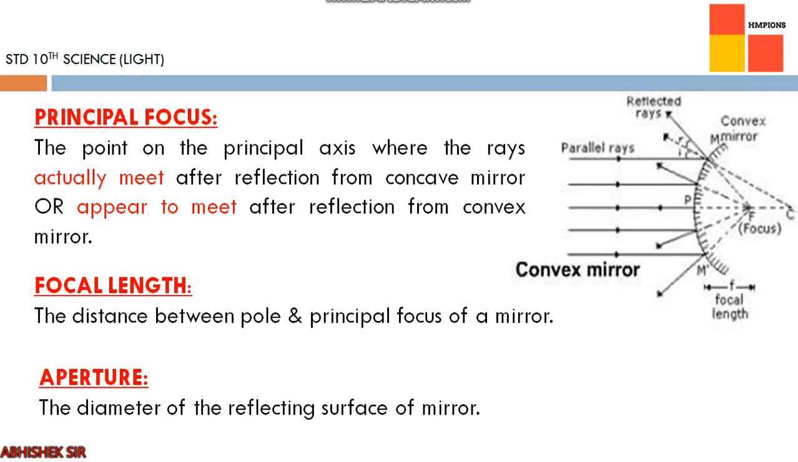Next, it is focal length. It is the distance between pole and principal focus. And lastly, we have aperture. Aperture is the diameter of the reflecting surface.